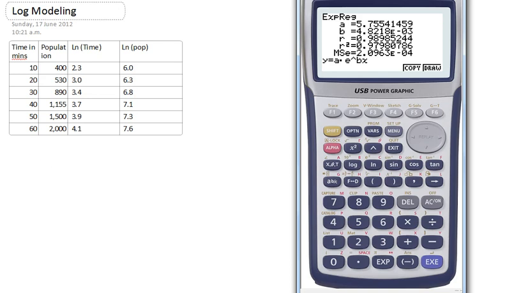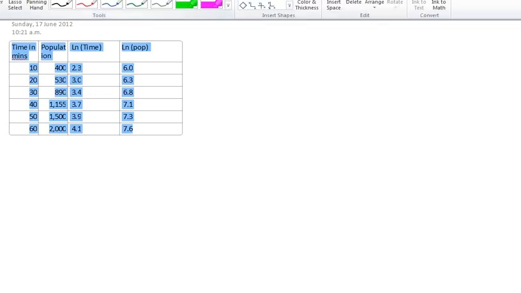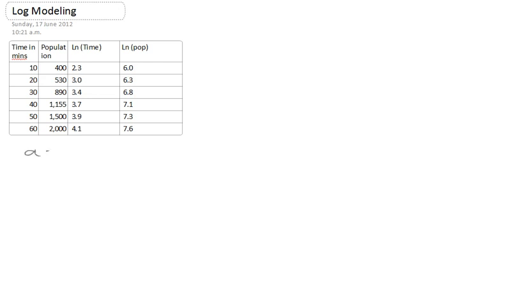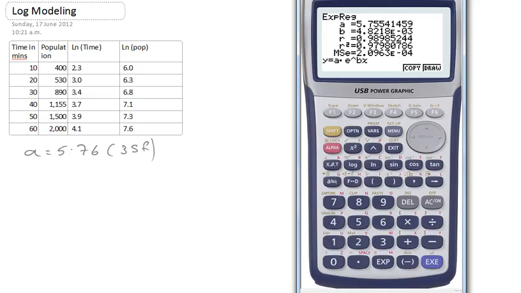So I'm going to change the colour of my pen because it's still red. So the first thing I'm going to write down is that A is 5.76 to 3 significant figures. And I'm also going to write down that B, now B has got this e to the minus number, so it's going to be a very small number.